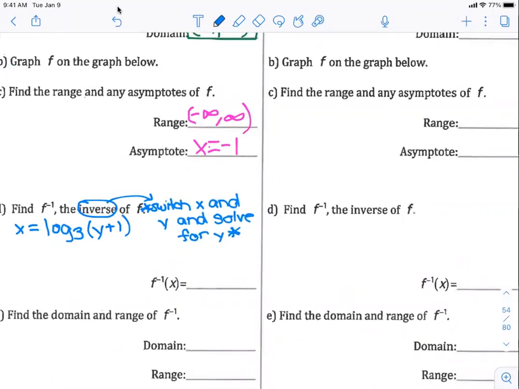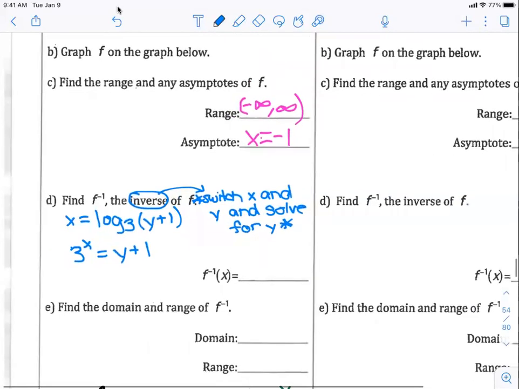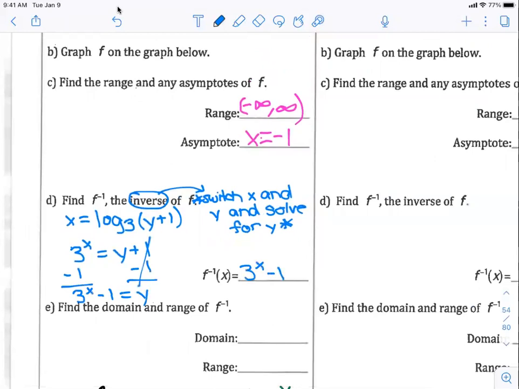Okay. The inverse, remember, is an exponential. So I have to take the log and turn it into an exponential. The base is 3, the exponent is x, and it equals y plus 1. Again, the goal is to solve for y. So you have to subtract 1 to get y alone. You cannot actually subtract 3 to the x minus 1. Those are not like terms. That just becomes 3 to the x minus 1 equals y. So that's your inverse function right there. Make sure that -1 does not look like it's attached to the exponent x. It's a solid full number right there.